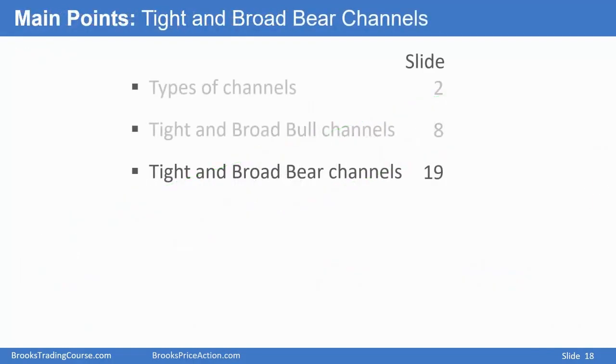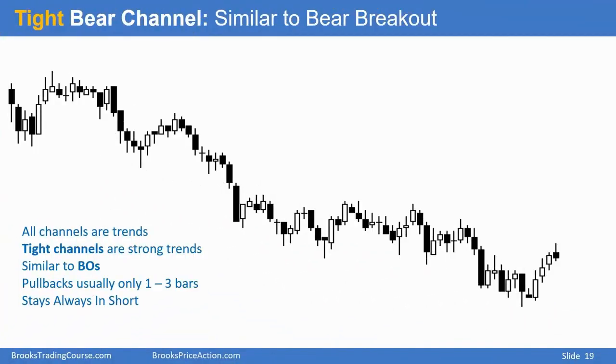I'm going to talk now about bear channels, both tight and broad. Every channel is a trend, and every trend eventually has a channel, and every chart has many channels in it. The tighter the channel, the stronger the trend, and it's similar to a breakout. When you have a fairly tight channel like this, the pullbacks usually only last 1, 2, or 3 bars, and they usually do not retrace too much of the prior bear leg. You should only be looking to sell.